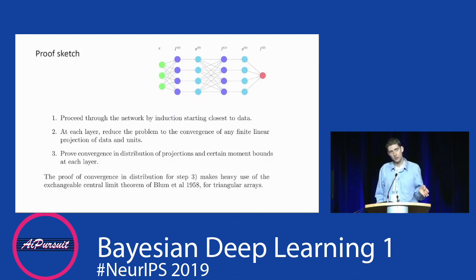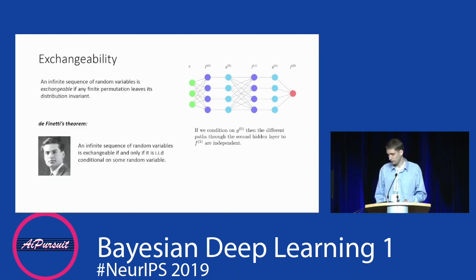So we're going to proceed through the network by induction, starting closest to the data. At each layer, we can reduce the problem to the convergence of any finite linear projection of data in units. And we're going to prove convergence in distribution and certain moment bounds that we then propagate by induction. The proof of convergence in step 3 makes heavy use of an exchangeable central limit theorem from Blum et al. in 1958, which I'll talk about now.